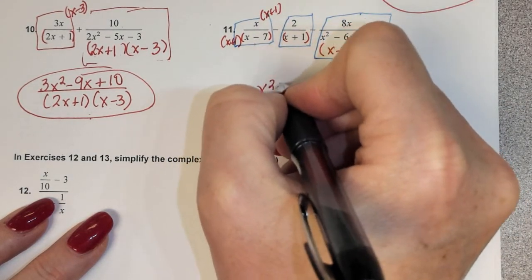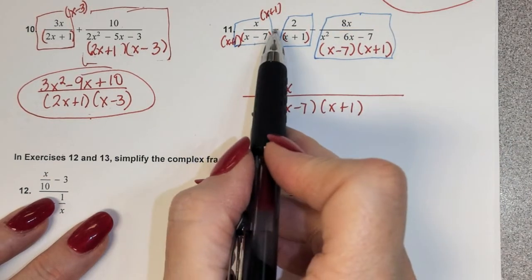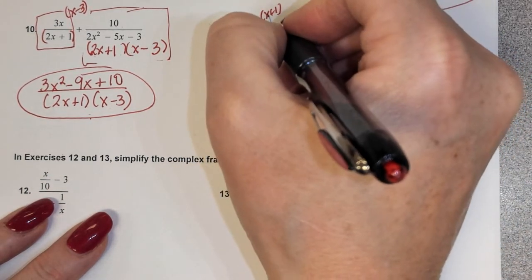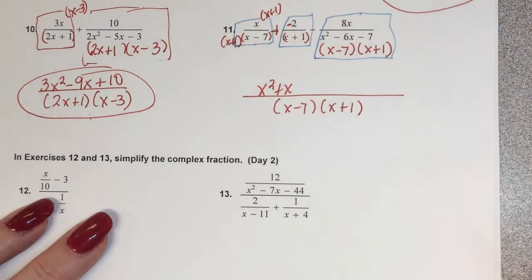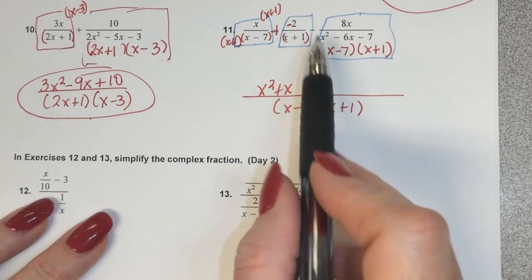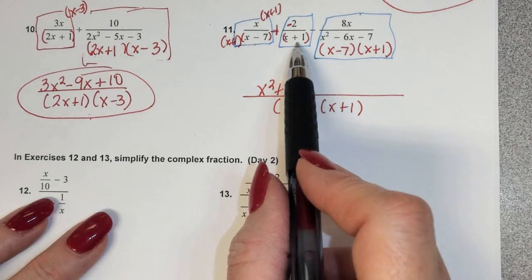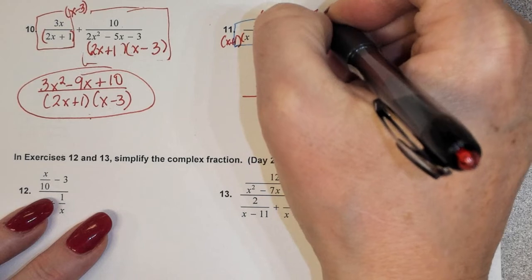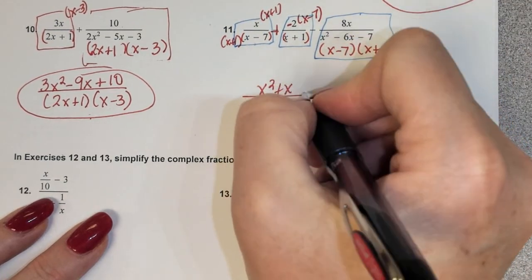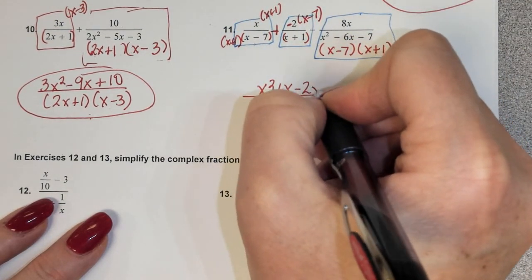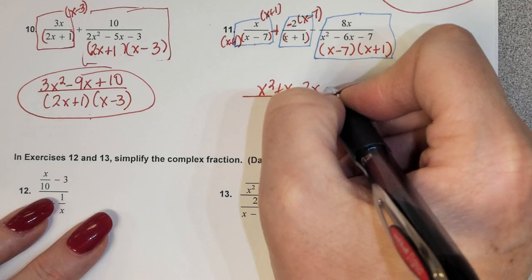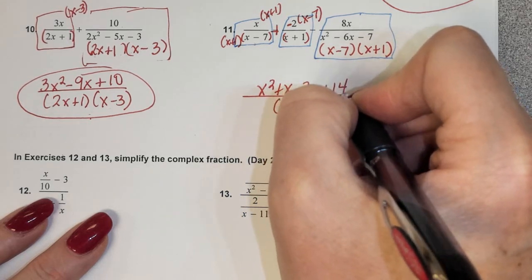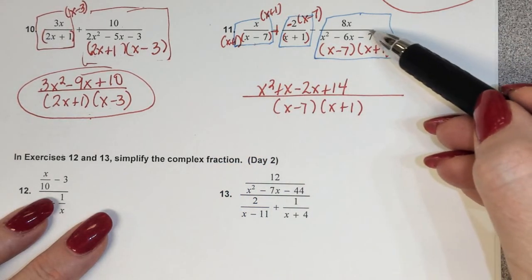Good. Now, whenever I have subtraction, I just like to make it a plus a negative 2. I think it's easier that way. Make it plus the negative. And then what is this one missing, everybody? X minus 7. So that's going to give us what? Negative 2x, then what? Plus 14. Good.